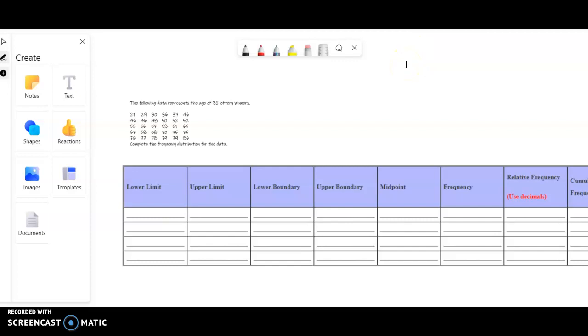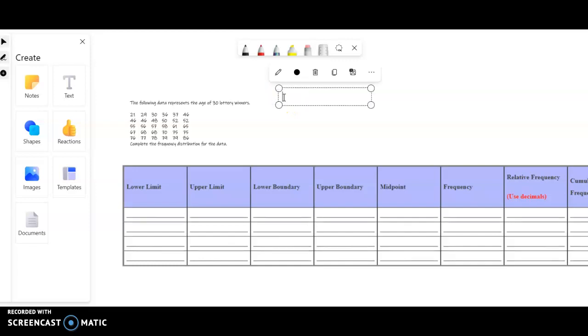Hi everyone. I wanted to give you another example. Some of your online homework involves you calculating a class width and then finding the lower and upper limits and the lower and upper boundaries. So I wanted to give you another example where it kind of includes this whole table that your online homework is asking you to fill out.